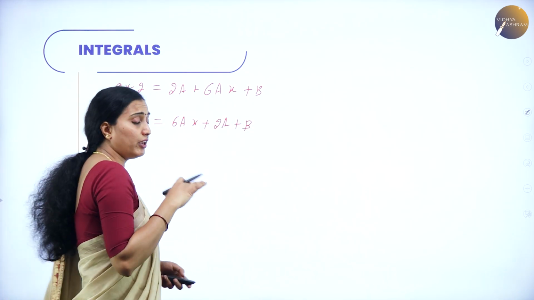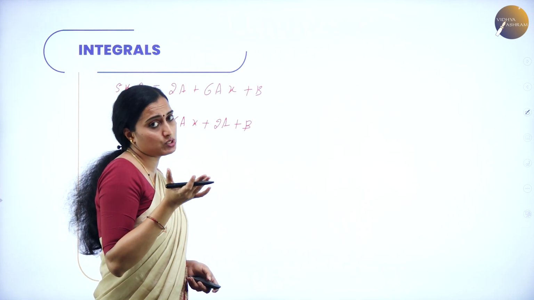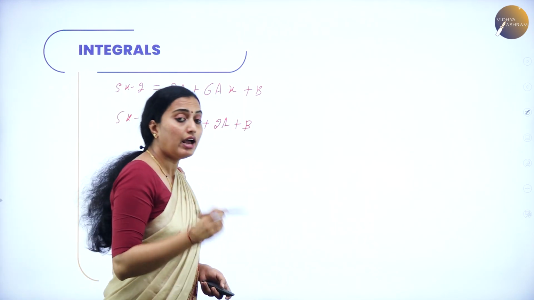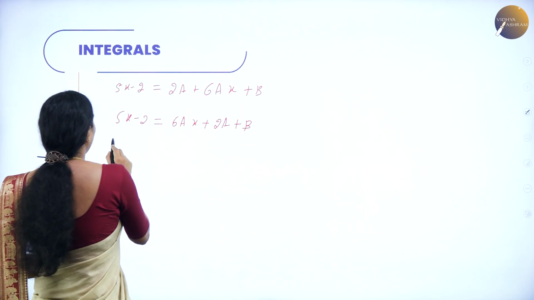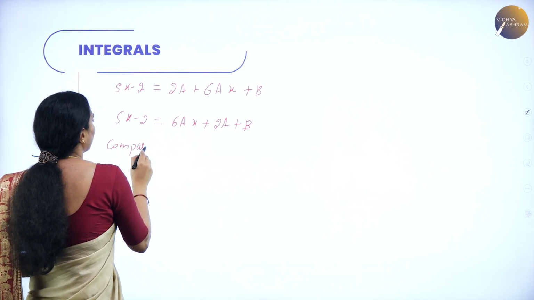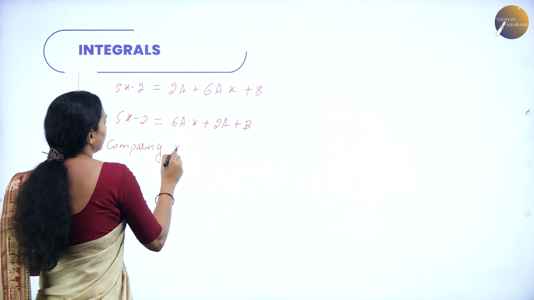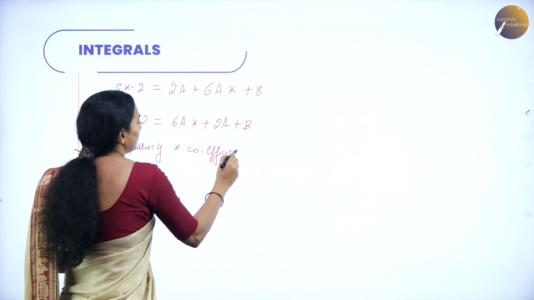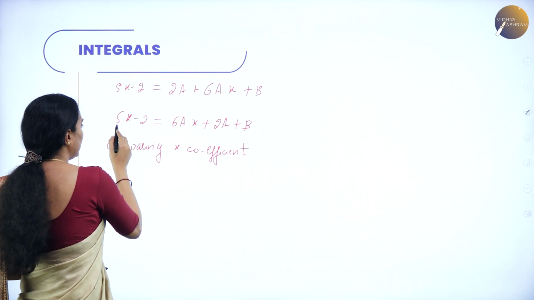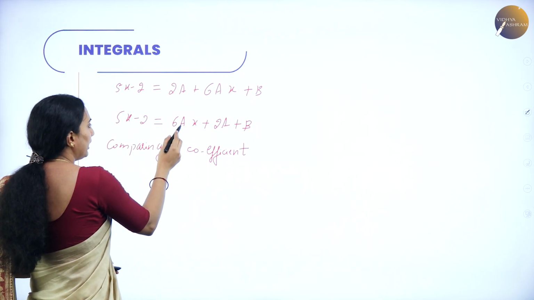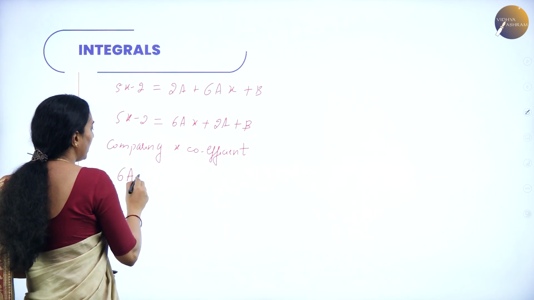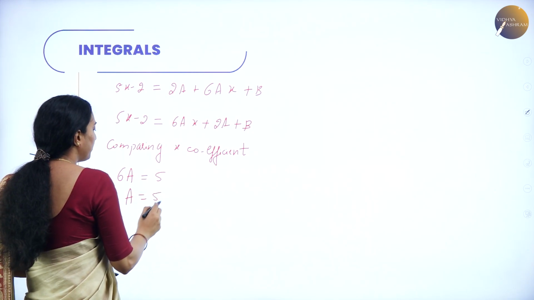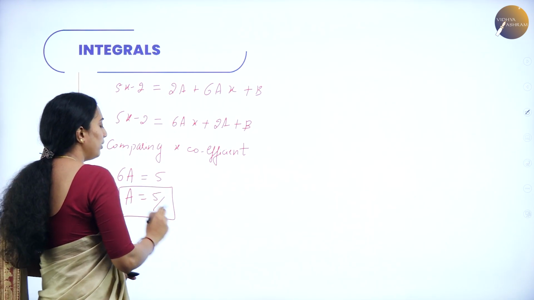Now here we are going to equate the x coefficient. The x coefficient here is 5, and here it is 6a. Comparing the x coefficient, on the left hand side you have 5, and on the right hand side you have 6a, so 6a is equal to 5, or a is equal to 5 by 6. Now you got the value of a as 5 by 6.